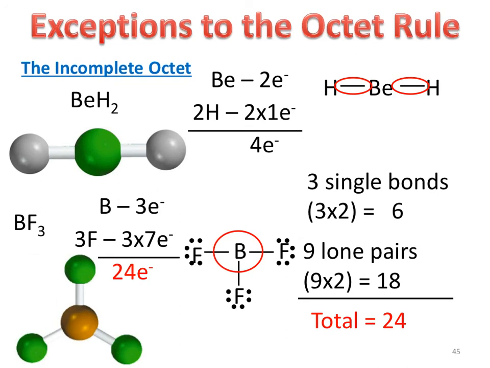Boron trifluoride that we see down here. Boron is 3 electrons. The 3 fluorines is 21 electrons for a total of 24. You have 6 in the bonds, and then you have 18 more lone electrons on the fluorines. That accounts for all of them. When you calculate the formal charges, they're all 0. There's no need to do anything more with this structure.